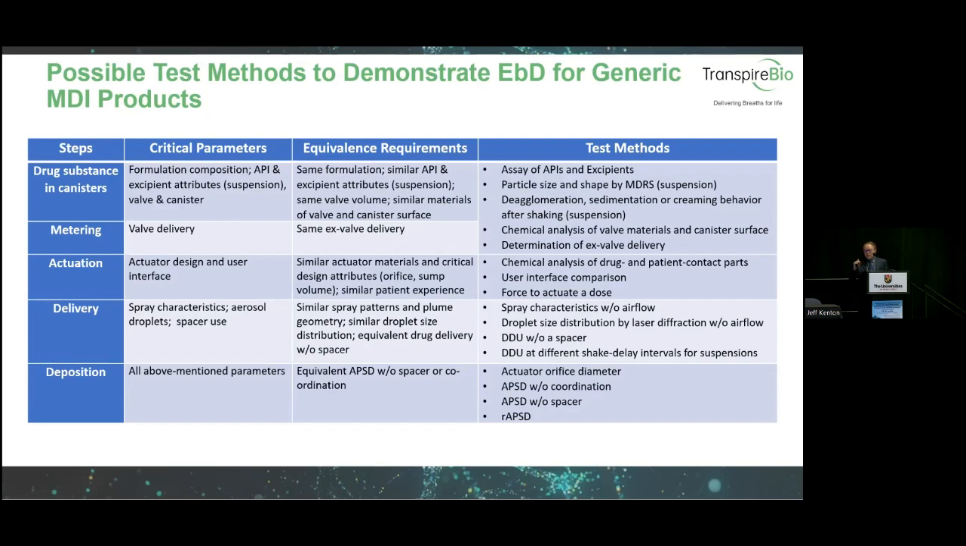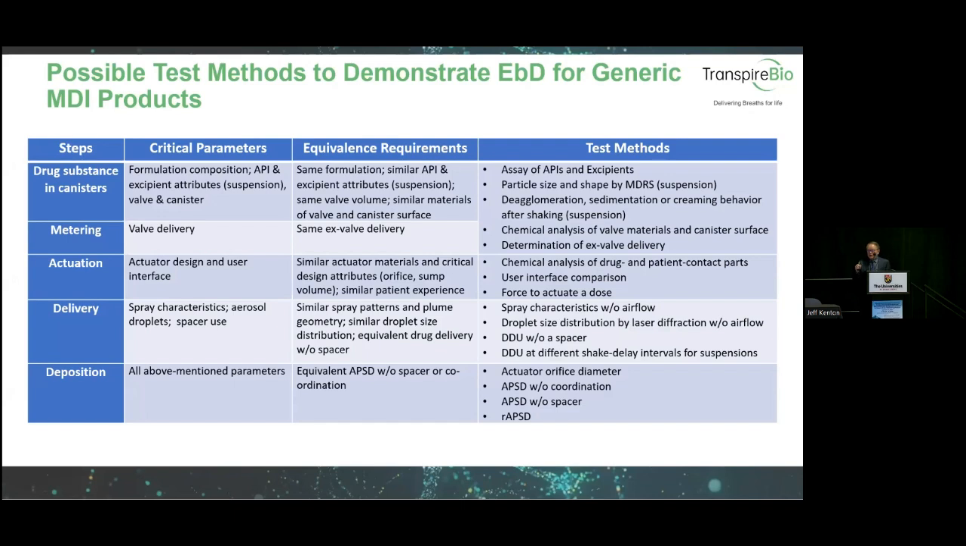So for example, for the MDI, we can look at, of course, Q1, Q2 formulation. We can use MDRS to look at the particle size and shape for suspension formulation. For suspension formulation, we can also look at deagglomeration, sedimentation, or creaming behavior after shaking. We can look at the chemical composition of valve material, canister surface, and also determine extra-valve delivery. And for the actuation, of course, we can look at the user interface comparison, force to actuate, etc.